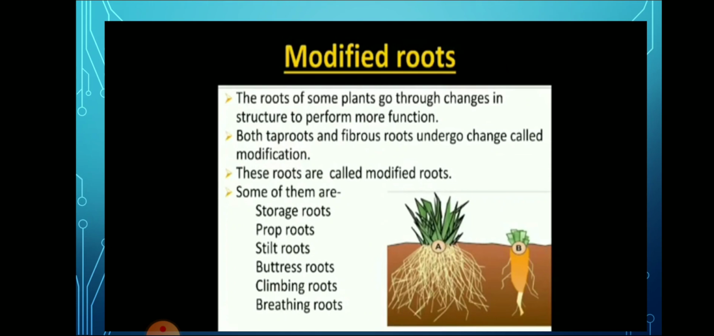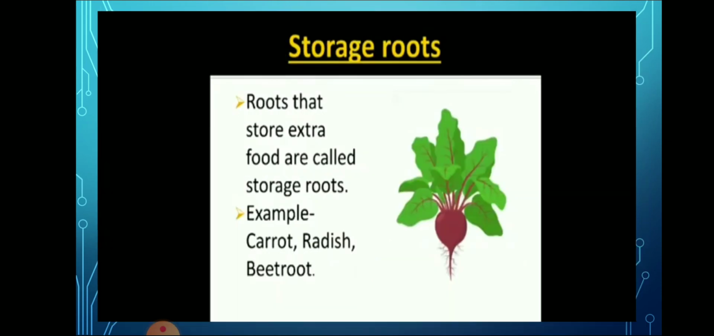Modified roots. Here some examples of modified roots are given. The roots of some plants go through changes in structure to perform more functions. Both taproot and fibrous roots undergo change called modification. These roots are called modified roots. Examples of the modified roots are storage roots, prop roots, stilt roots, buttress roots, climbing roots, and breathing roots. One by one, I would like to introduce all these roots.